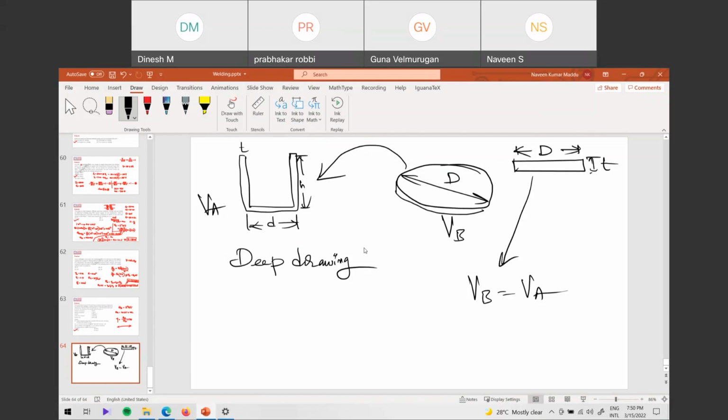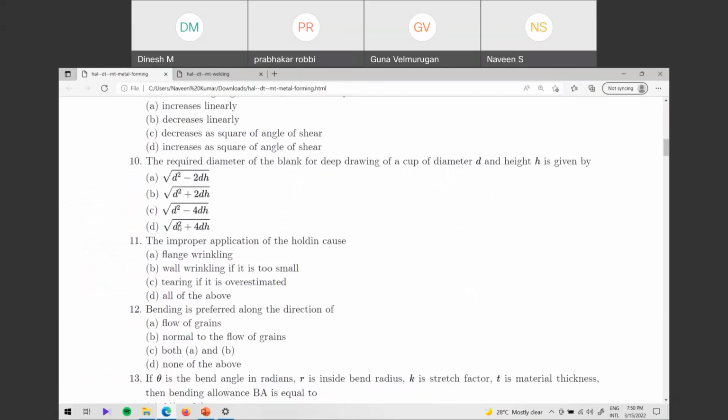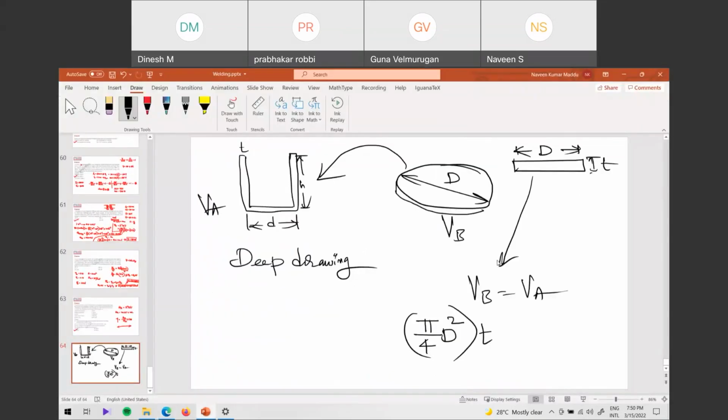Anyone who can say this? It's pi by 4 D square, the area of cross section, into thickness will give you volume. You are saying answer is C, it's D square plus 4DH. Okay, let's see. And volume after this is this.